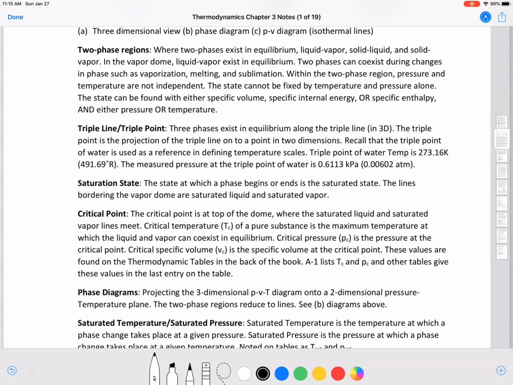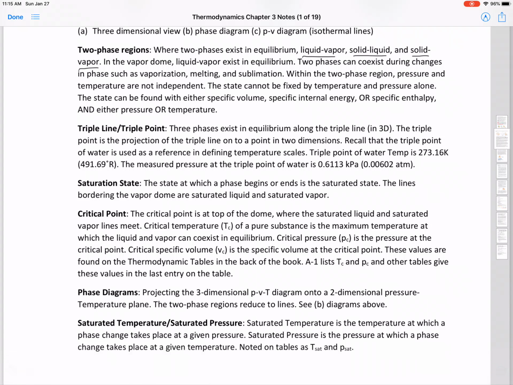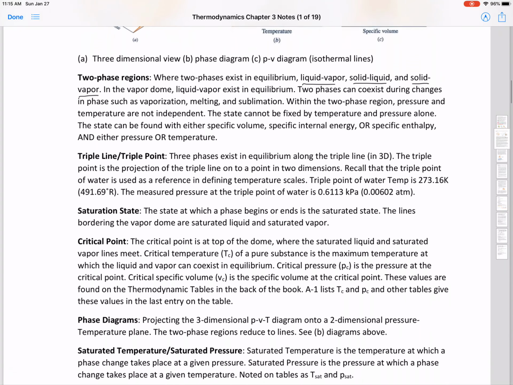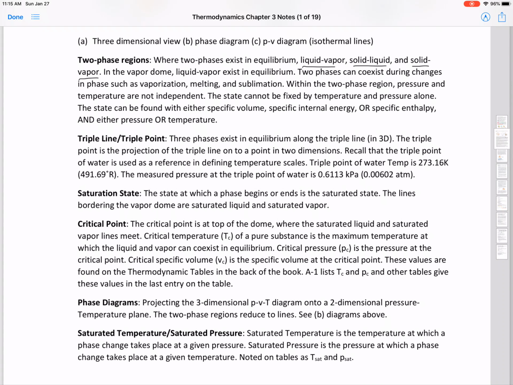The two-phase regions, where two phases exist in equilibrium, can be liquid vapor, solid liquid, or solid vapor. In the vapor dome, again, this is the dome, and if we're in this dome, then we're in the liquid vapor area of the chart. Two phases can coexist during changes of vaporization, melting, and sublimation within the two. We're missing one there, I think condensation.